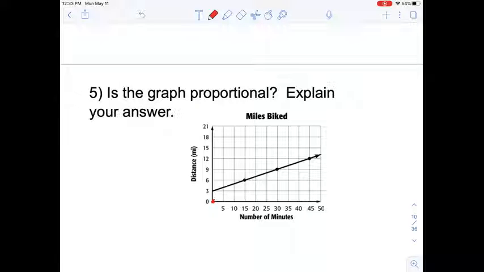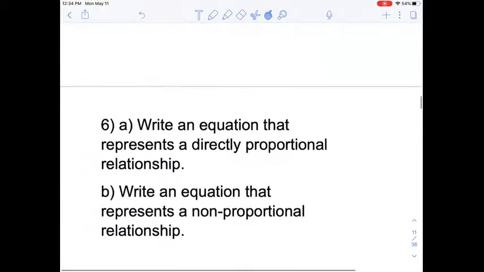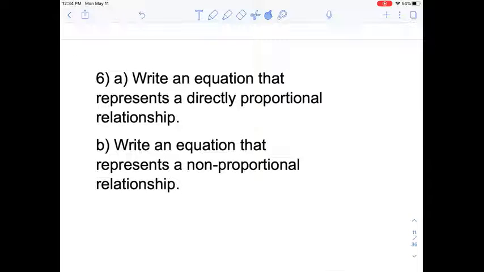This one, number 5, says, is the graph proportional? Well, again, it's proportional if it goes through the origin. This graph does not go through the origin. So your answer would be, it is not proportional because it does not go through the origin.